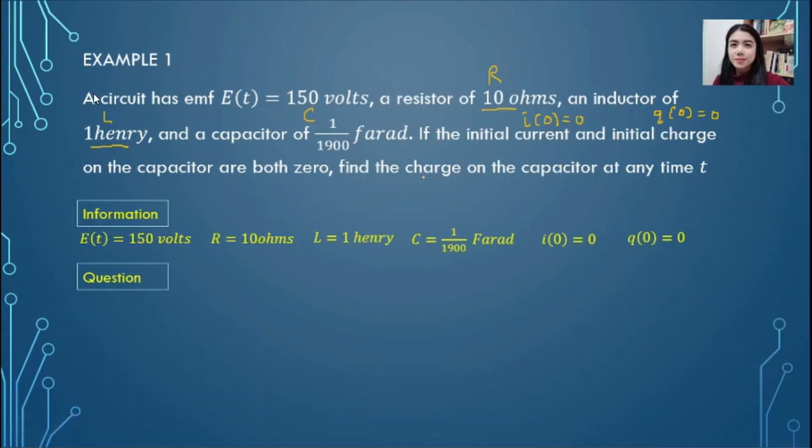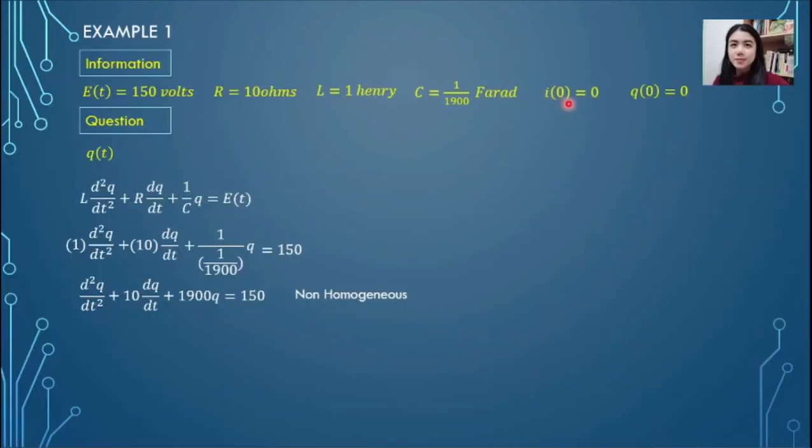So based on this equation, we can get a lot of information. E(t) is 150 volts, R is 10 ohms, L is 1 Henry, the capacitor is 1 over 1900 farad, and the initial current is 0 when the time is 0, and the initial charge is also 0. So they want to find the charge of the capacitor at any given time. So remember this equation. This is the general formula, and you plug in the values, and then you get these equations.